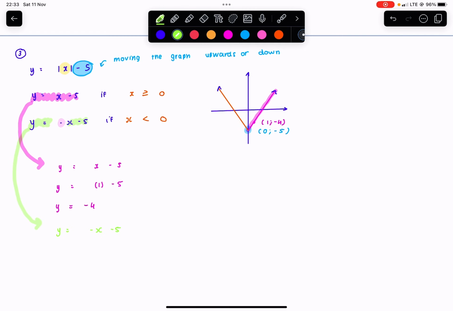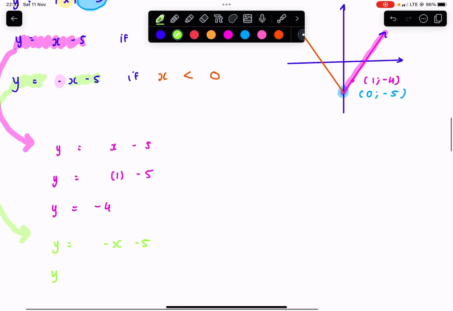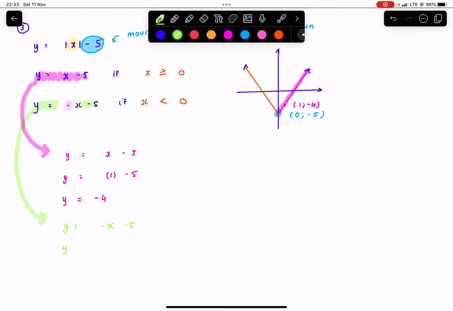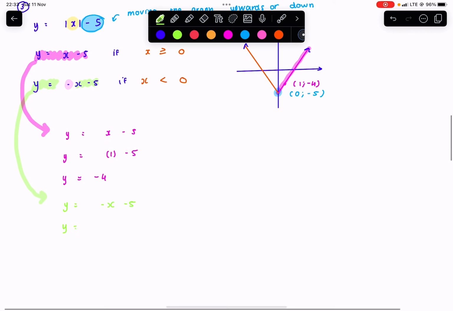And the key here is to choose a negative x value because obviously now we're dealing with quadrants 2 and 3, so we're working here. And so you must choose a negative x value, and this is going to be your negative gradient, so that's quite important. And so you'd say something like negative 1.